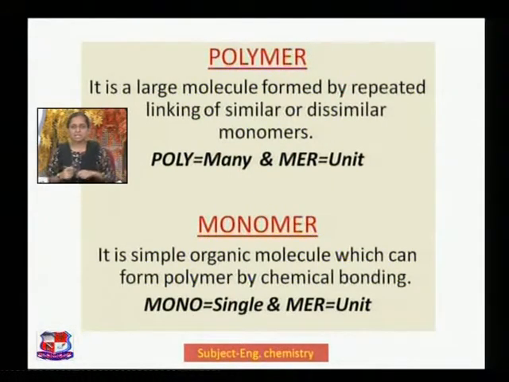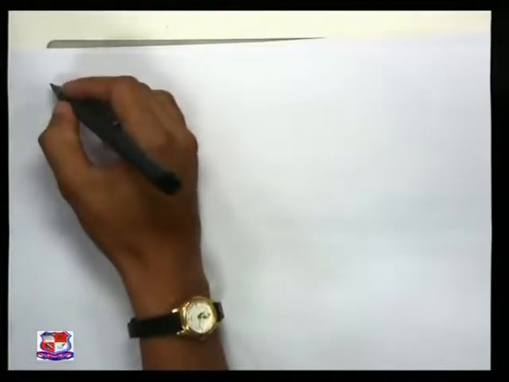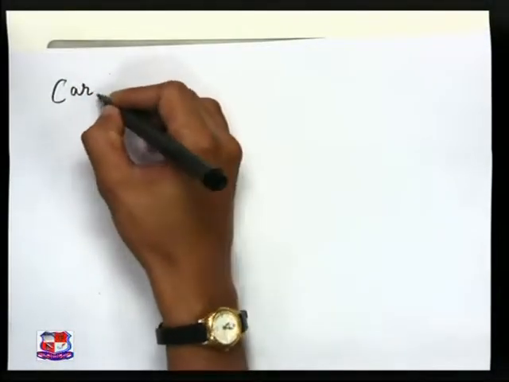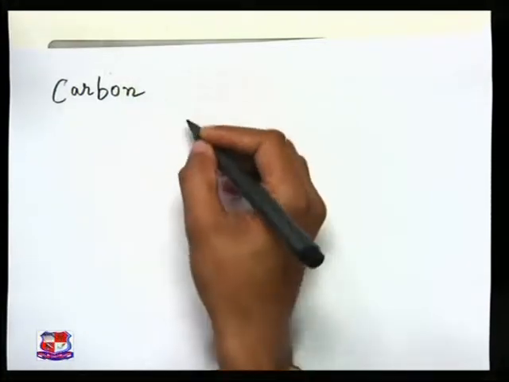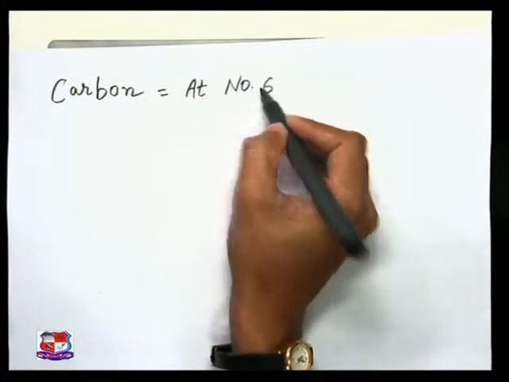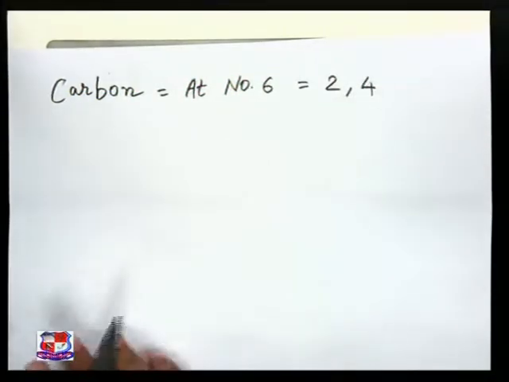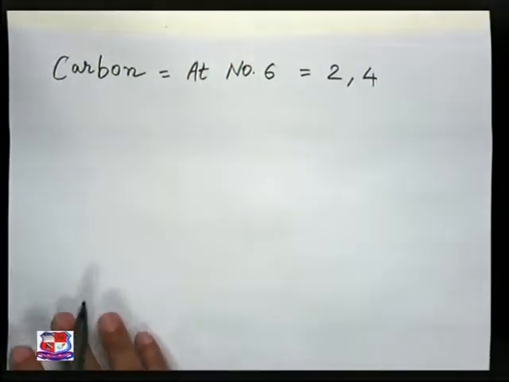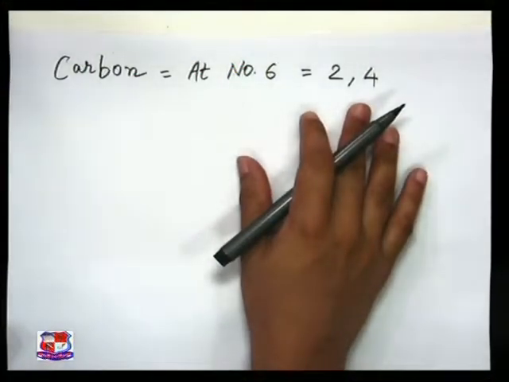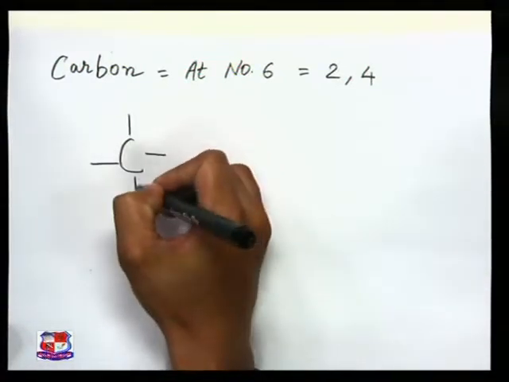Now, the first thing that we have to see is carbon chemistry. You are all well aware that carbon has atomic number 6, so its configuration is 2, 4. It means that in the valence shell at most 4 electrons are available to form chemical bonds. That is why carbon can form a maximum of 4 bonds.